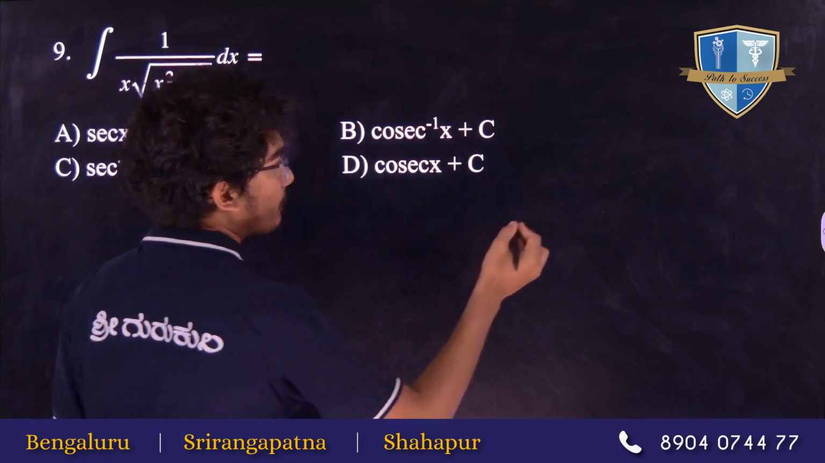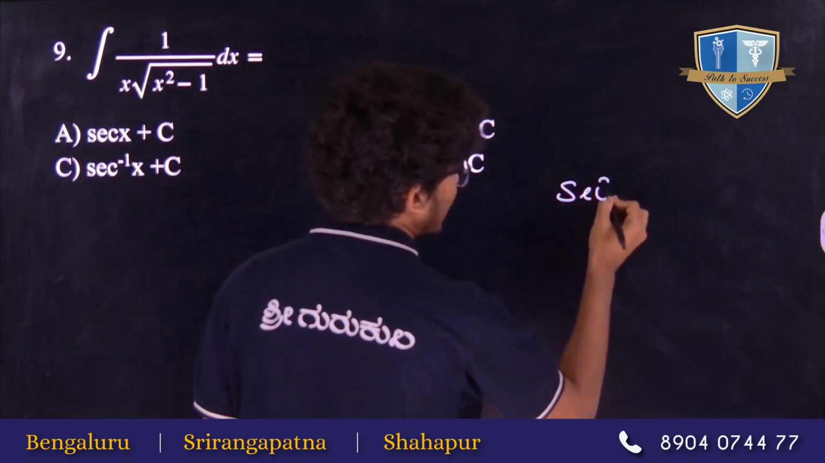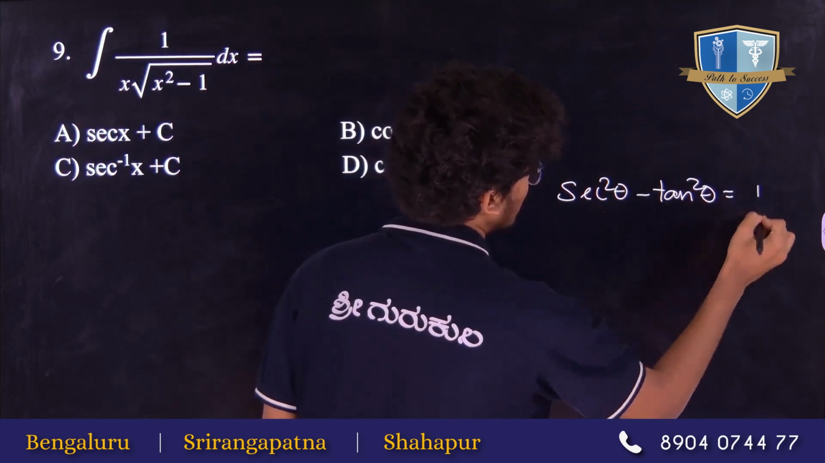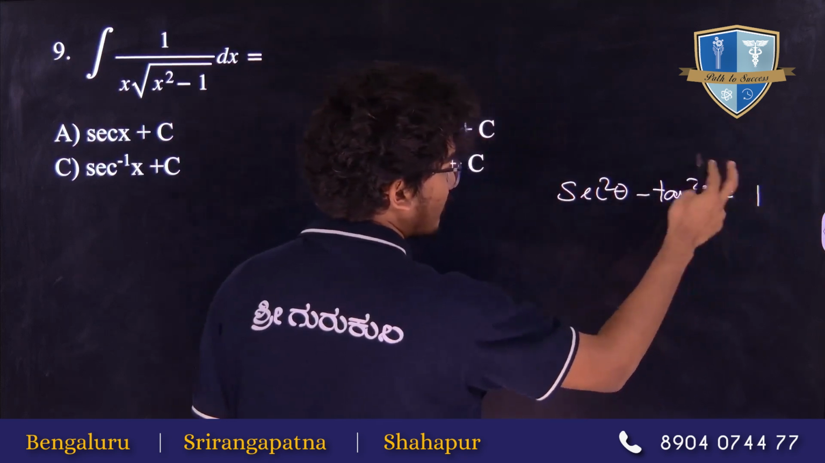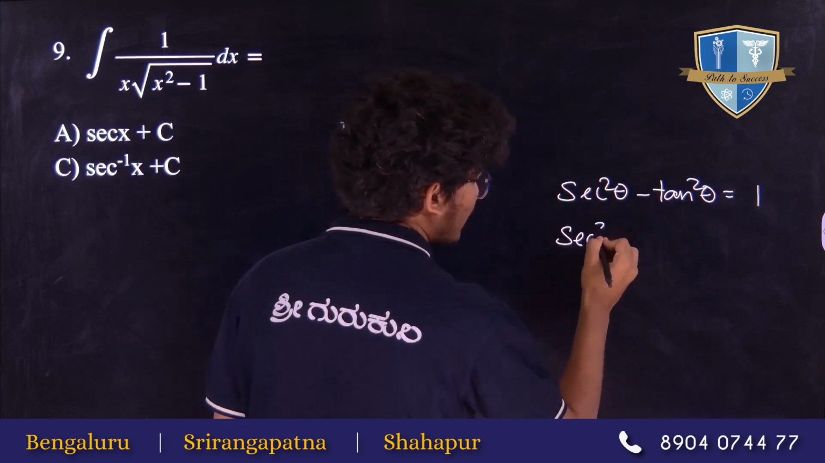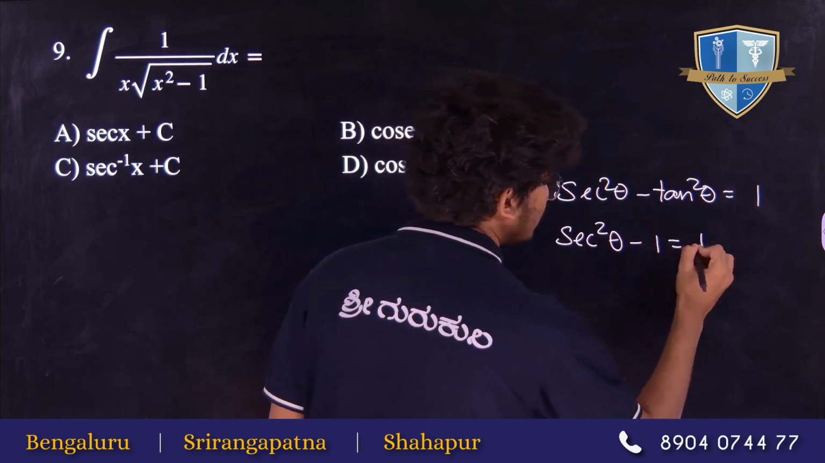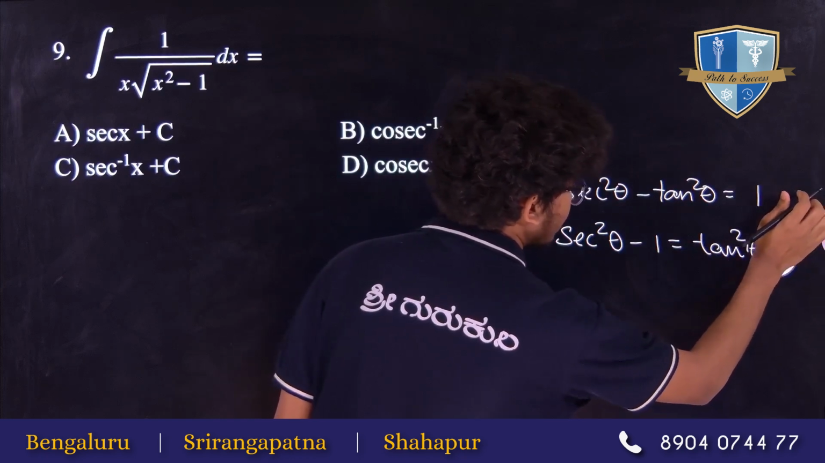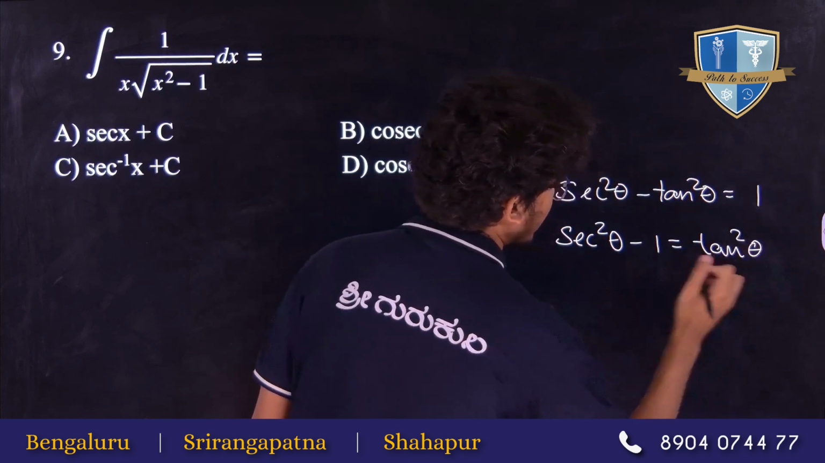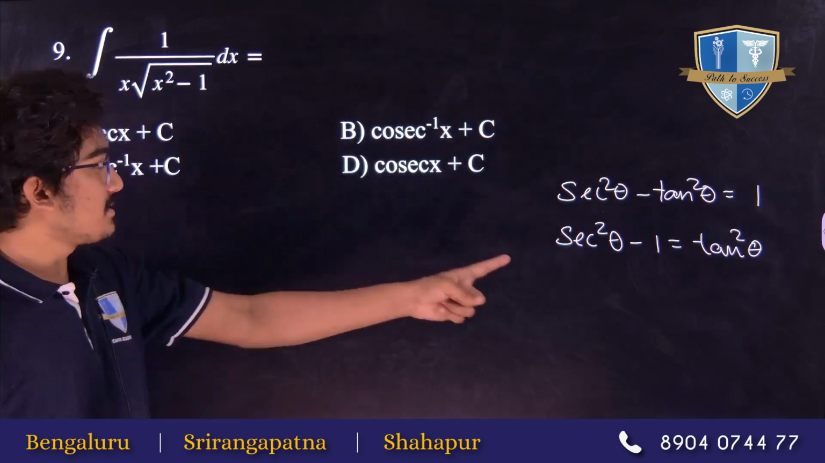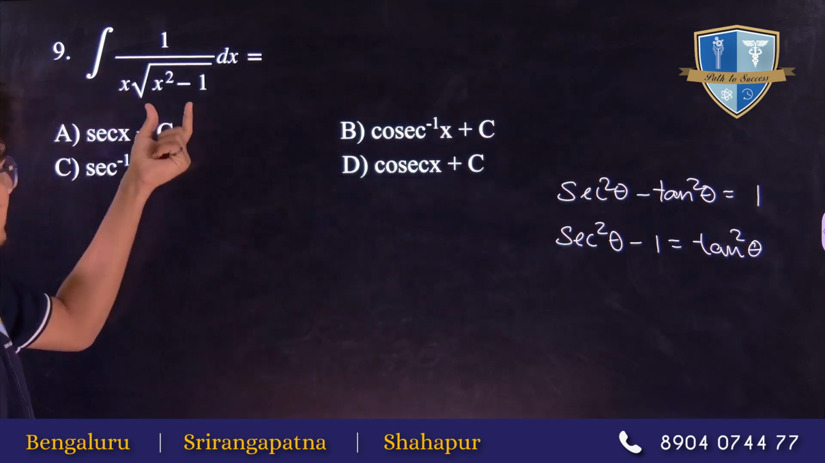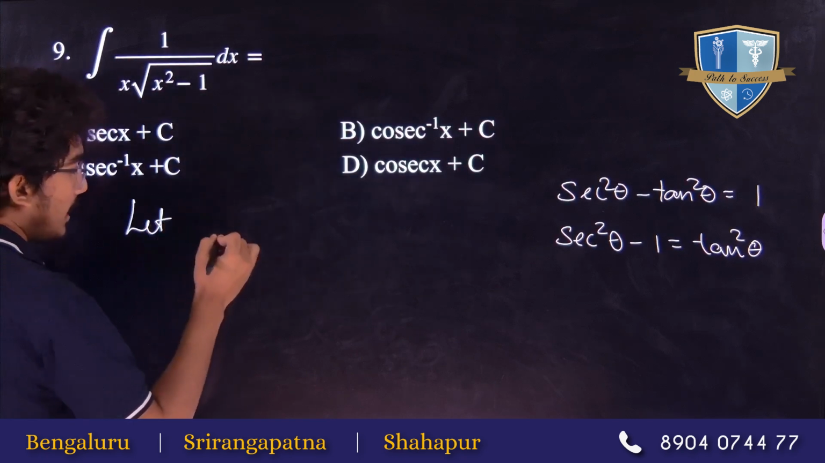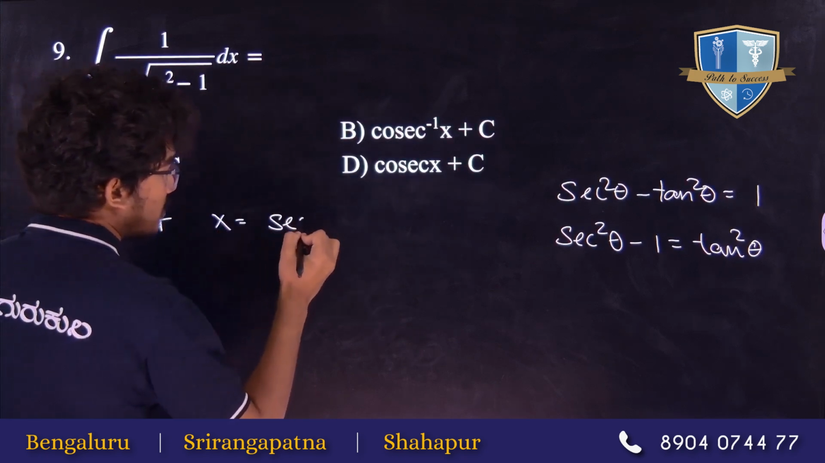If you remember one formula in trigonometry, sec square theta minus tan square theta is equal to 1. If we take tan on the other side and 1 on the other side, it means sec square theta minus 1 is equal to tan square theta, correct? So if we replace x with sec theta, then we can make a tan square theta and get rid of the root. So let x equal sec theta.